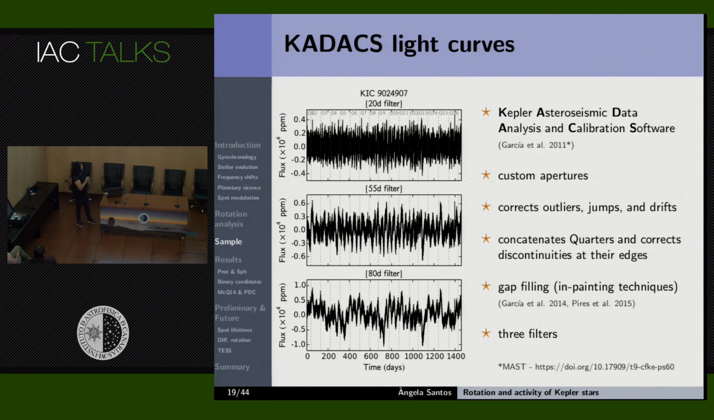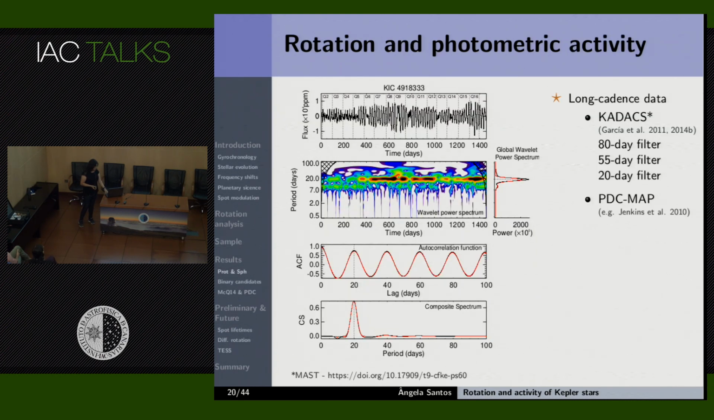And you can see here in the first light curve obtained with a 20-day filter, the signal from the rotation is filtered, and if we run normally our rotation code, we would get the harmonic instead of the rotation period. So that's one of the reasons why it's important to use different sets of light curves obtained with different filters.